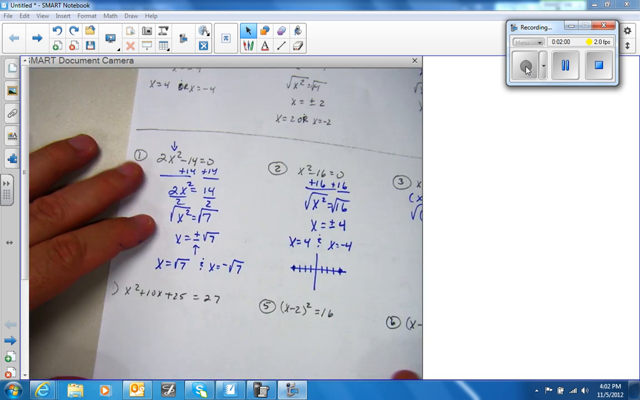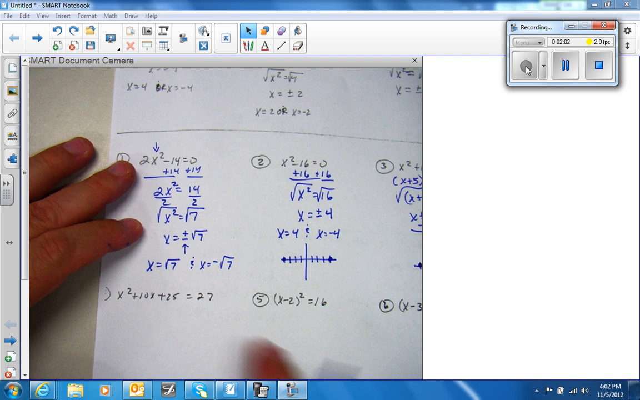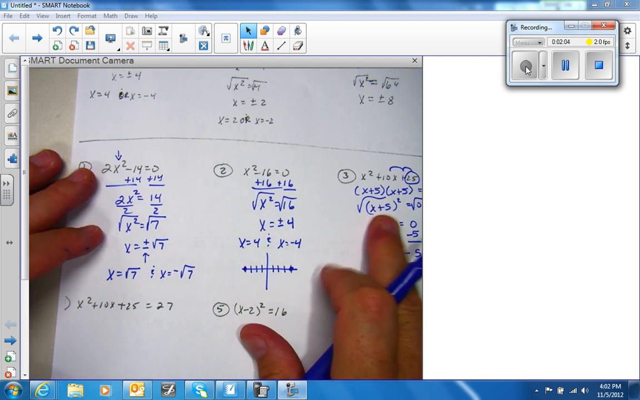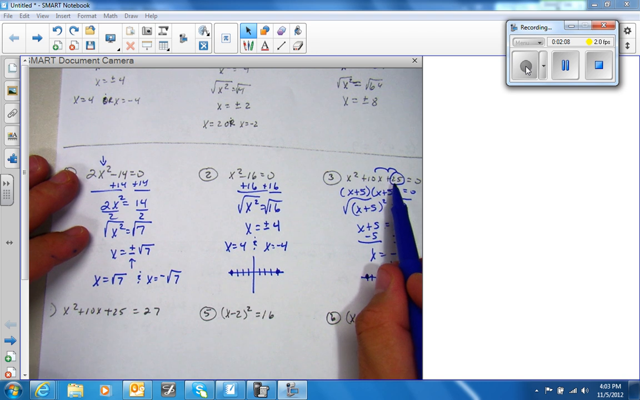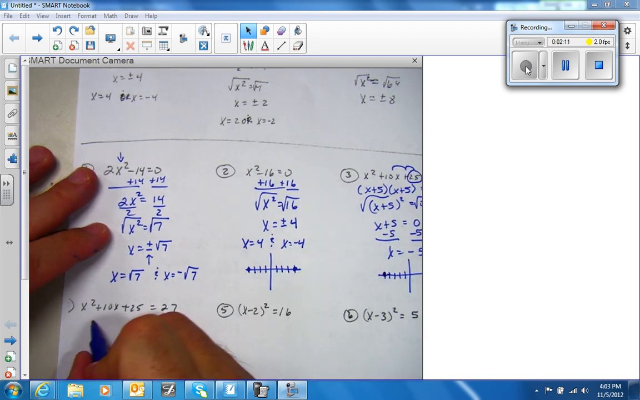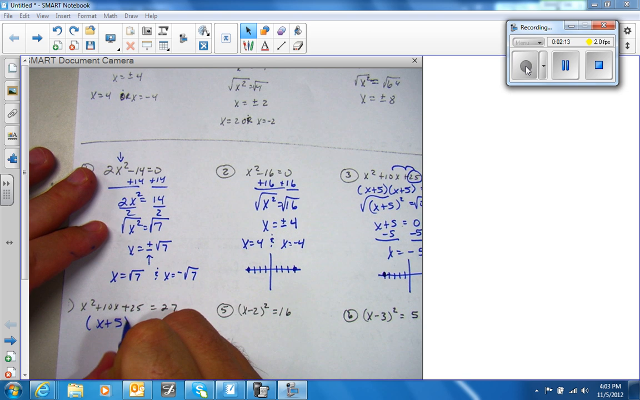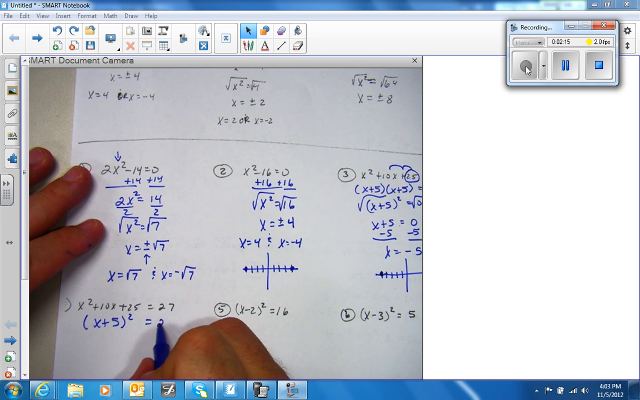Now, let's look at number 4. This is the same as number 3. So notice that x squared plus 10x plus 25 is actually x plus 5 squared. So save a little time. This is actually x plus 5 squared.